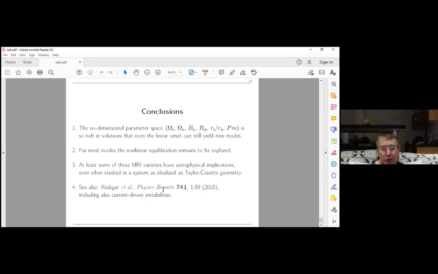This paper also includes all of these so-called current-driven instabilities. So not just all these MRI modes that we had here, but all these other modes as well. So I think I will stop there. Thank you.